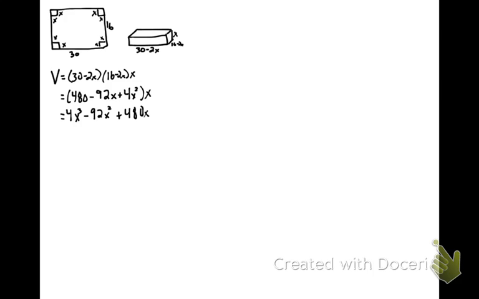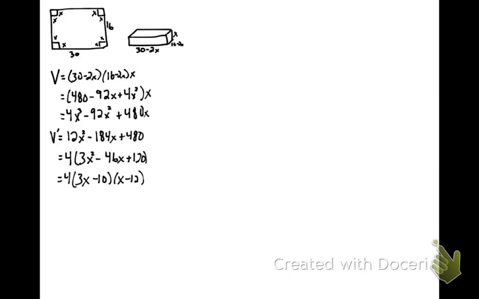Since we want to find the maximum volume, we'll need to consider the derivative, which in this case is 12x squared minus 184x plus 480. Each of these is divisible by 4, so if we factor a 4 out, we'll have 3x squared minus 46x plus 120. And this is going to factor into 3x minus 10 times x minus 12, which means the derivative will equal 0 when x equals 10/3 or when x equals 12.